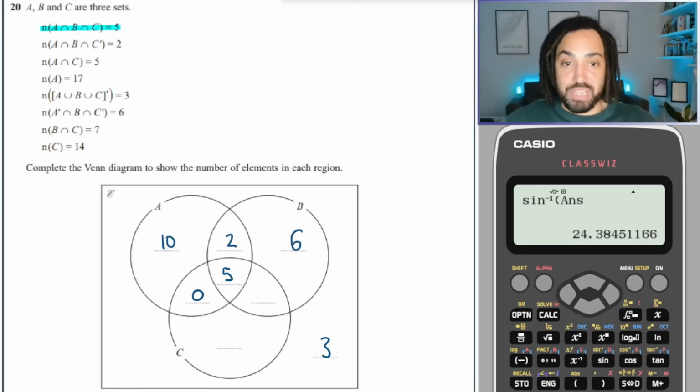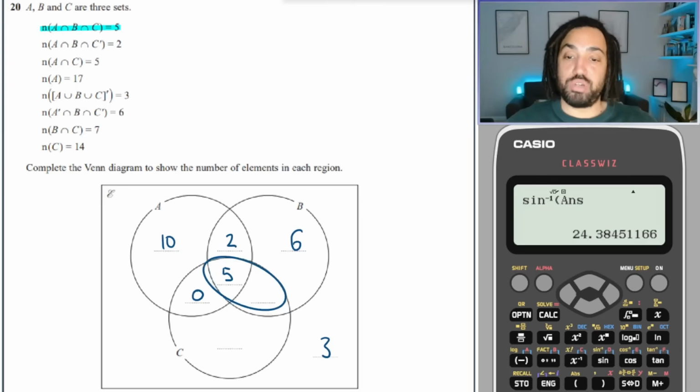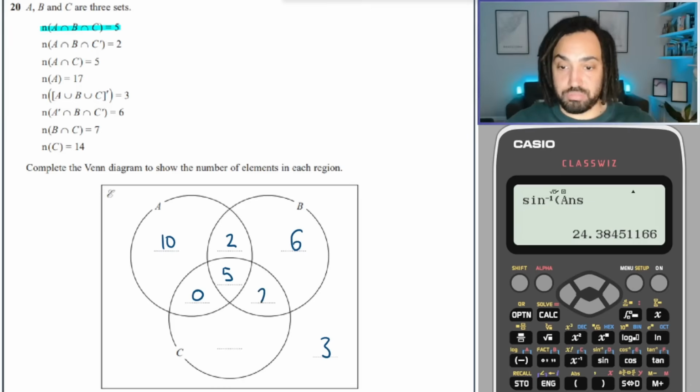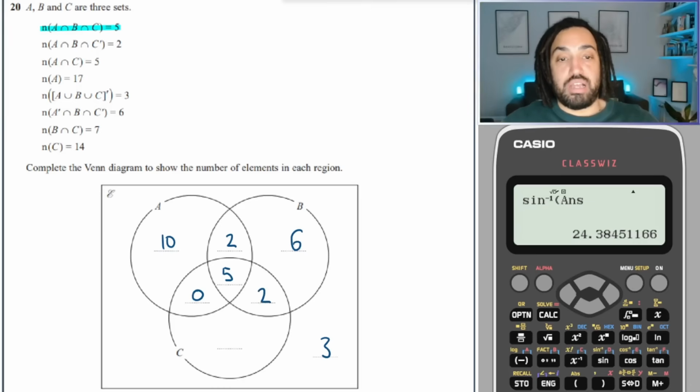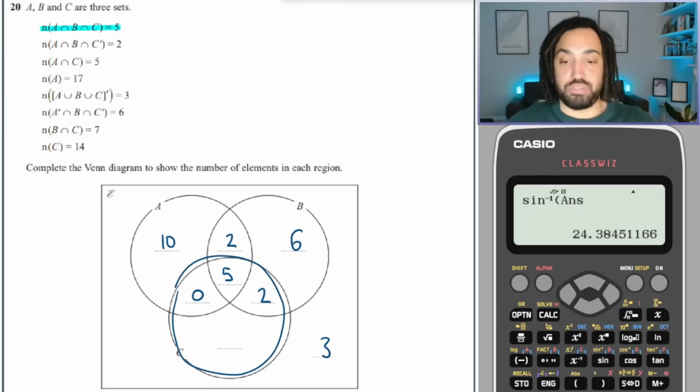The intersection of B and C is 7. Okay, so again, the intersection of B and C is this area here. We've already got 5 in there, so to make 7, this must be 2. And the number of elements in C is 14, so that covers all of these elements here. We've already got 7 in here, so this must be 7 to make 14.